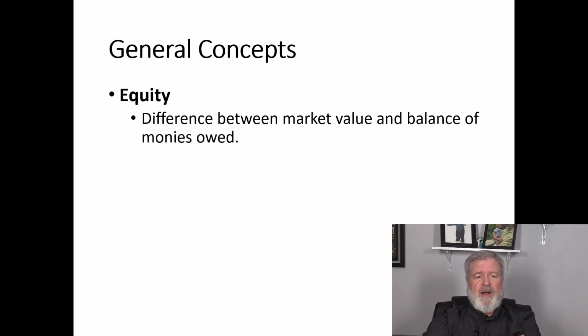Equity, we were just talking about that, but that's the good stuff. That's the difference between what the property is worth and how much you still owe, right? So if the property's worth $200,000, but you still owe $100,000, that means you have 50% equity in the house, right? It's worth $200,000. You owe $100,000. So if you subtract $100,000 from $200,000, that means you have $100,000 in equity.